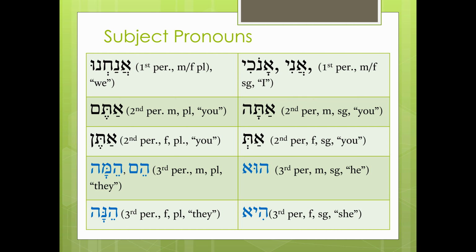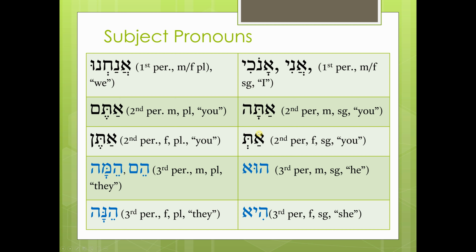They show up everywhere. And you'll notice that the two columns are divided. We have singular on the right, and then we have plural on the left. But each of the rows lines up. It corresponds with person, right? So these are all the first person pronouns, ani, anochi, and then anachnu, that's we. And then we have second person masculine singular, ata, that's you, referring to a masculine subject. And then atem, referring to second person masculine plural, you all, or you guys, I guess quite literally, right?